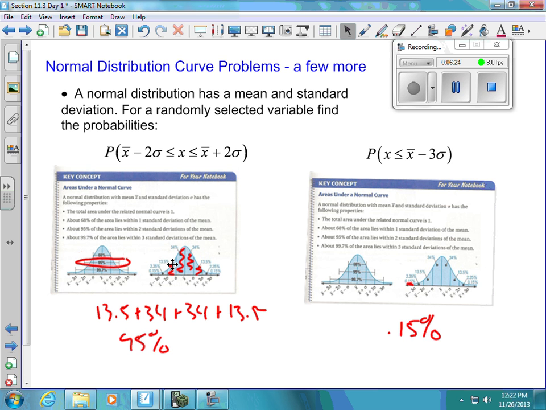Notice that because this is normal data and it's symmetrical, much like a parabola, the areas or the percentages are mirror images of each other. If you look at x bar as our axis of symmetry, all values reflect equidistant away from that line. Okay.